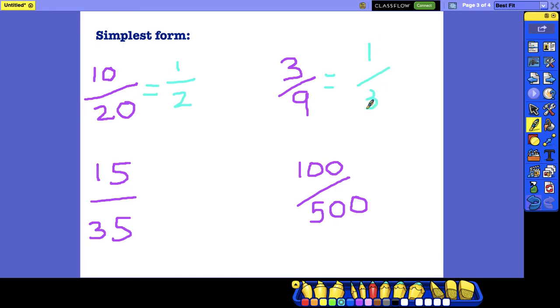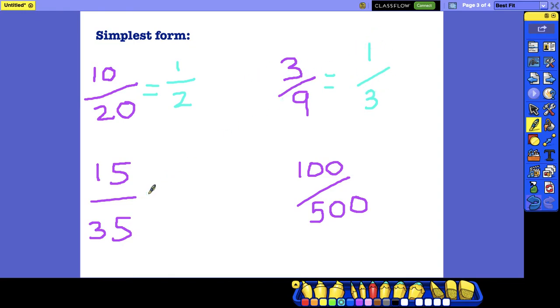Okay, these are the lowest possible, okay, the simplest possible fraction that we can do. Because this over here, 3 over 9, is also equal to 1/3, but it's not as simple as 1/3. Okay, it's not as simple.